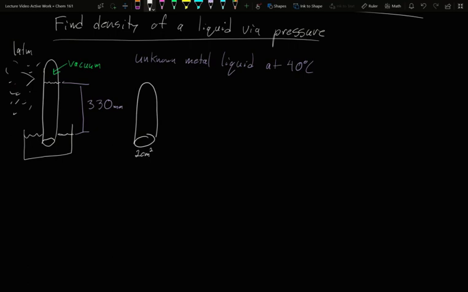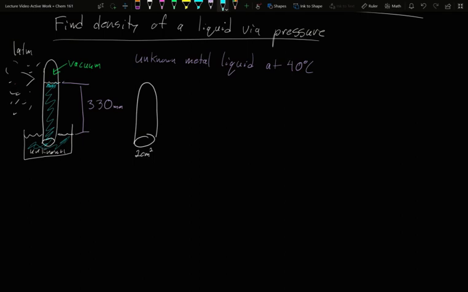In this practice, we're going to try to determine the density of an unknown liquid using the pressure. We have a sealed tube with a vacuum that we open up at the bottom in the liquid, so the liquid will flow up. It starts with nothing in it, but as soon as we open it, it flows up to a specific height.